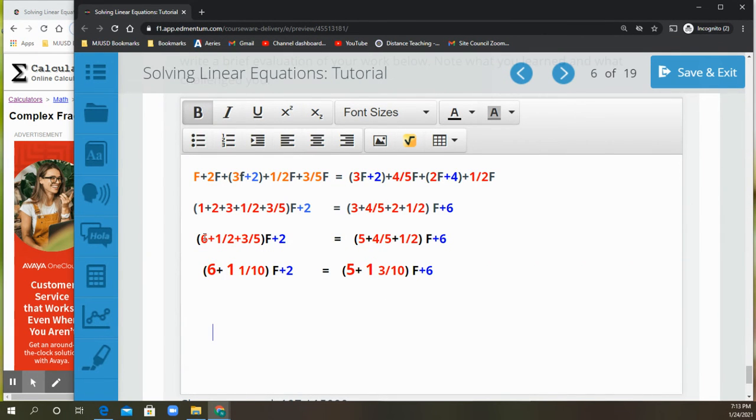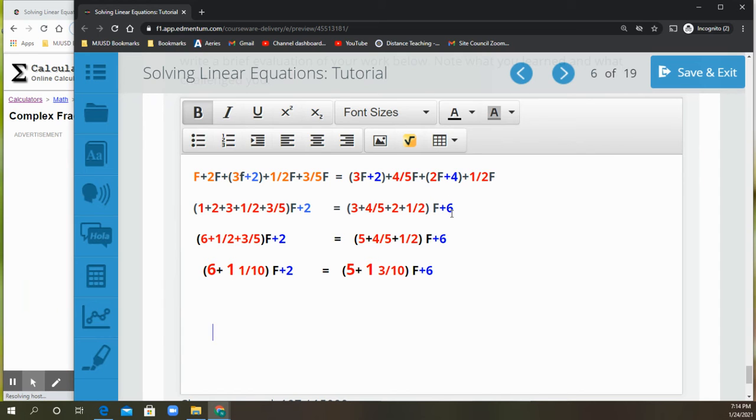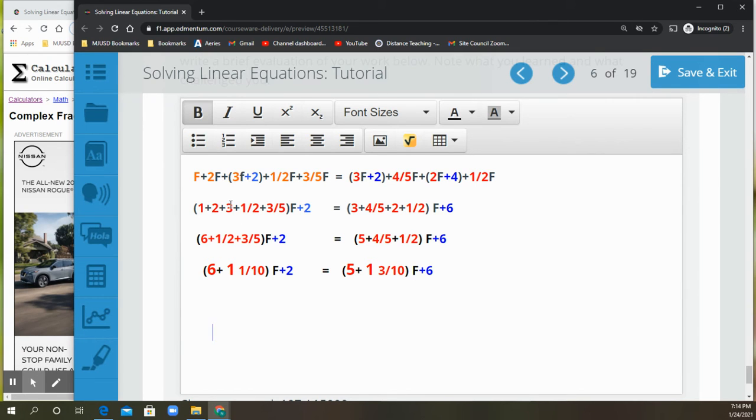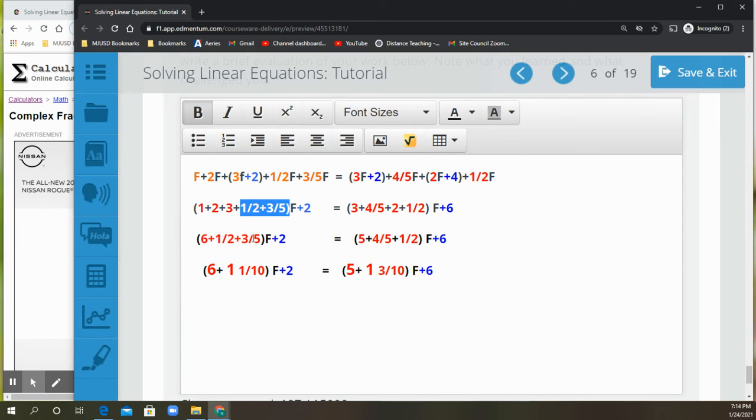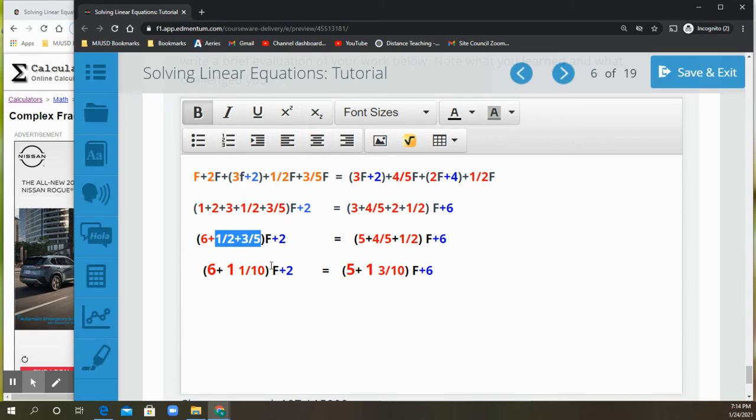All right, so once we have 1 plus 2 plus 3 plus half plus 3/5 multiplied by f plus 2 and equals 3 plus 4/5 plus 2 plus half multiplied by f plus 6, then we break it down. So 1 plus 2 plus 3 equals 6. Half plus 3/5 equals 1 and 1/10. So we have 6 plus 1 and 1/10.